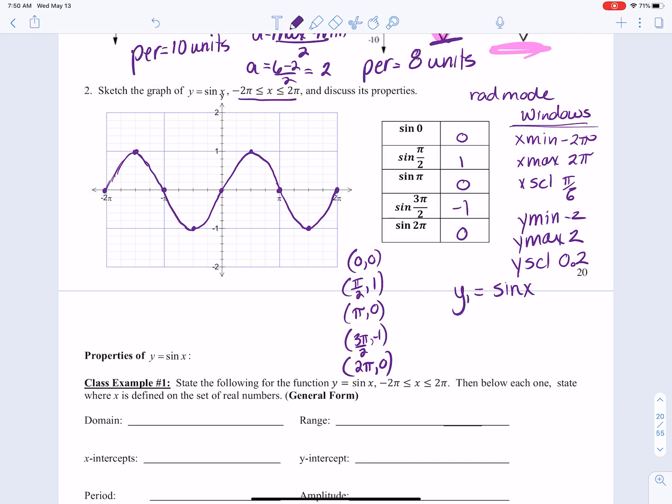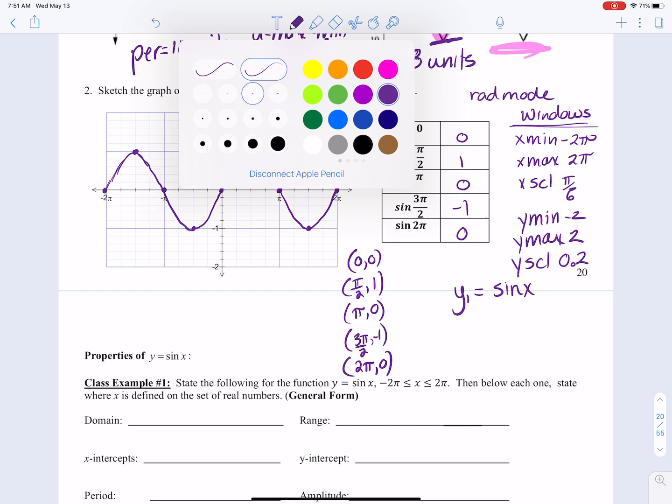All right, I hope you had some success with that. I just want to point out a couple of things before I show you my graphing calculator. Number one, there is a table of values here.